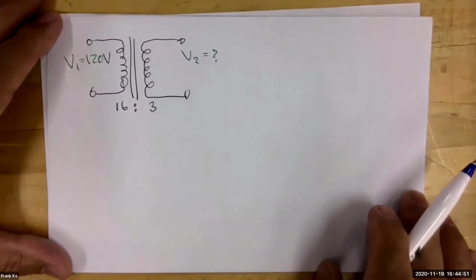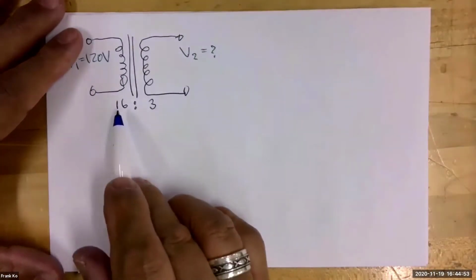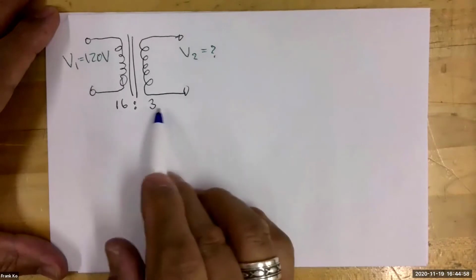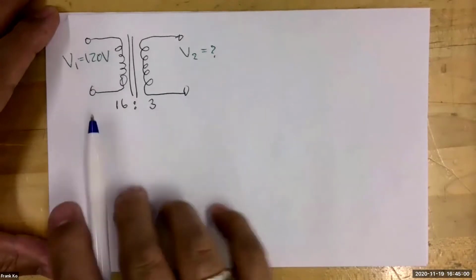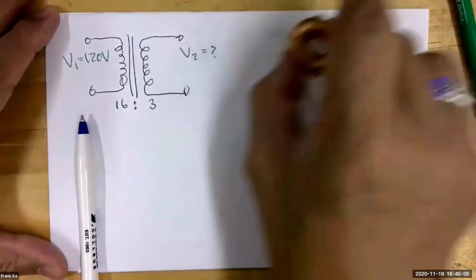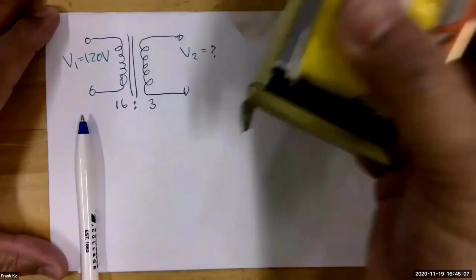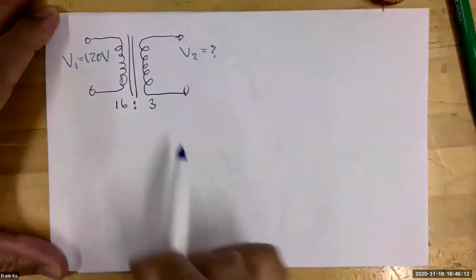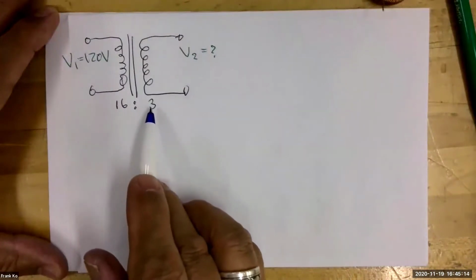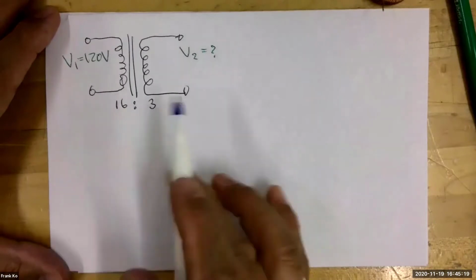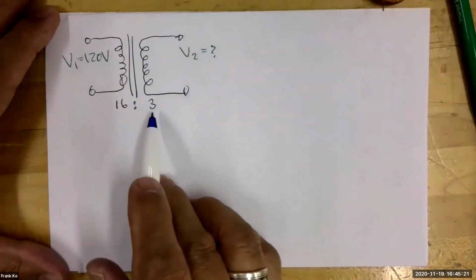Now, don't let this mislead you. This doesn't mean we only have 16 windings, 16 coils in the primary and only 3 windings in the secondary. This would not suffice. There are many hundreds, if not thousands of windings in something this size, okay? And so all this represents is there are, for every 3 coils on the secondary, there are 16 coils on the primary. So this could very well represent 16,000 to 3,000 turns, okay?